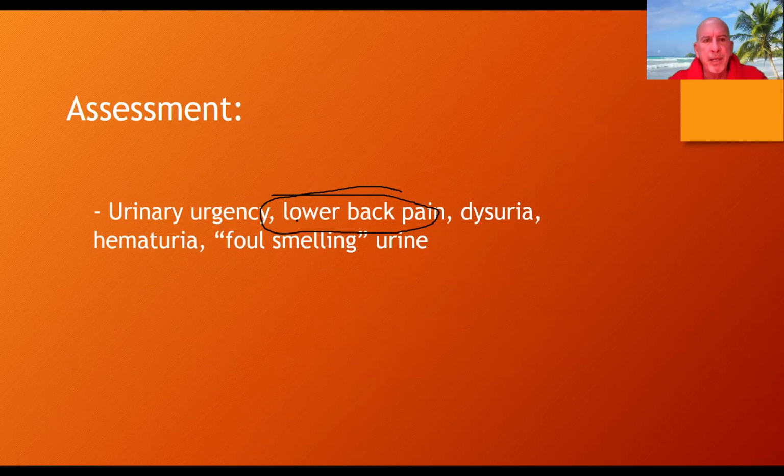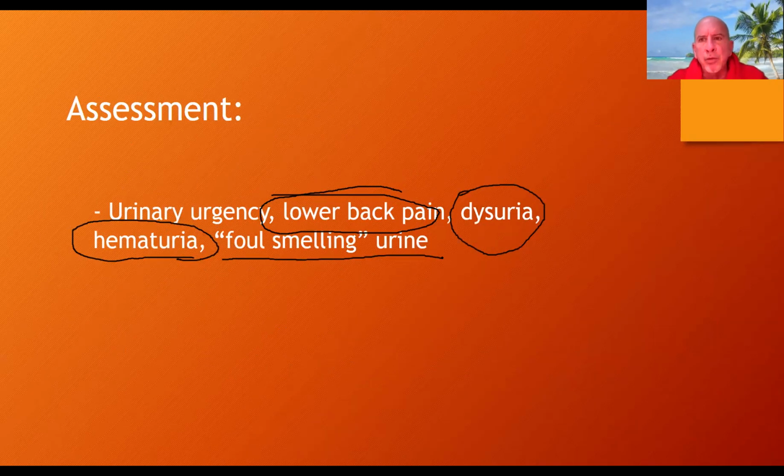Lower back pain. When you have a bacterial infection, you have swelling, which is going to cause difficulty urinating, dysuria. You may get blood in your urine. And the biggest clue, for anybody who's ever had a bladder infection, is that your urine comes out cloudy and foul smelling. Anybody who has common bladder infections will look at their urine and go, oh, okay, I got another bladder infection.